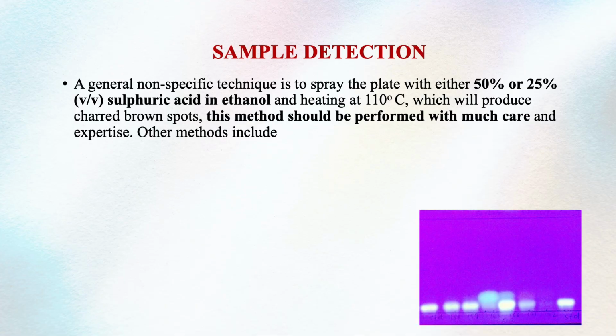Similar to paper chromatography, where we use spraying reagents and stains, here also we have different detecting techniques. For example, if the sample has basic biomolecules like carbohydrates, then we use 50 to 25% sulfuric acid in ethanol, which we spray on the plate.